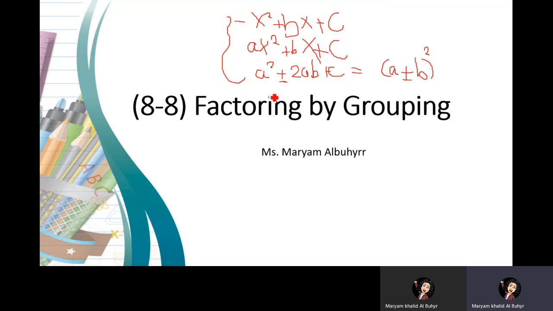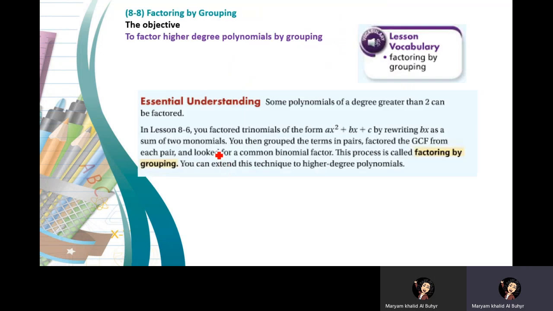We also discussed that if we have a to the power 2 minus b to the power 2, that will equal a minus b times a plus b. So miss, what is new in today's lesson? Today's lesson, nothing new, but we will have not only three terms, we will have four terms. Let me show you what I mean.